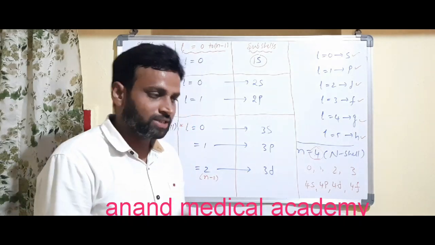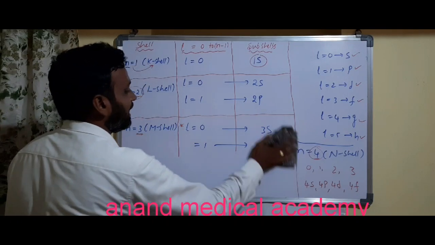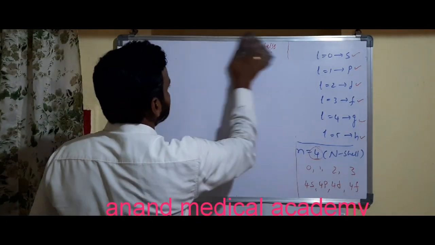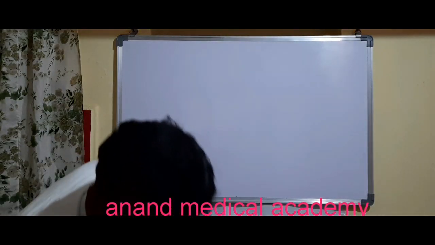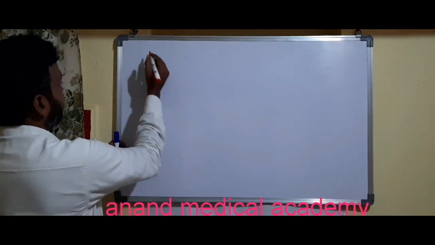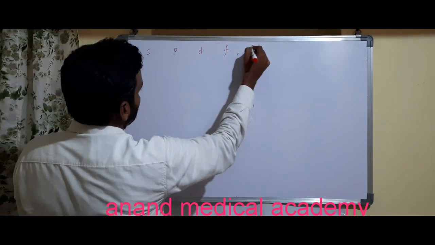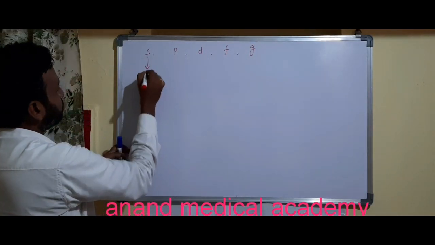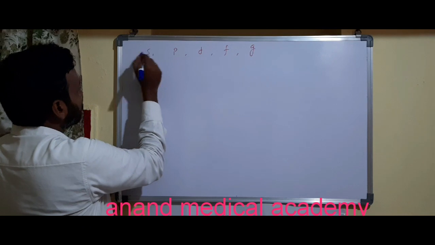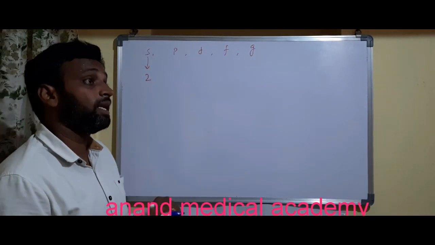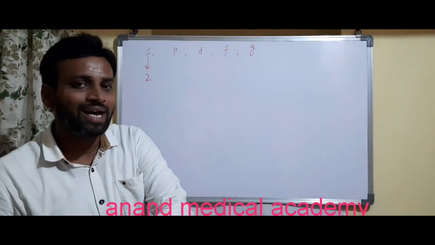Got it clearly? This is about shells and subshells. And how many electrons every subshell has, I gave you previously. How many electrons are present in a particular subshell: S, P, D, F, G or whatever starts from 2 electrons, and I told you the difference is 4. So how many electrons are present in S? 1s has 2 electrons and 2s also has 2 electrons.